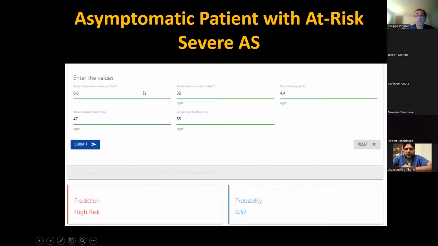So this is just a patient that we saw last week, asymptomatic, exercise testing, good exercise capacity, no issue. And so valve area is 0.8, stroke volume index is 32, peak jet velocity is 4.4, and there is a mean gradient of 47, LV ejection fraction 55. We just submit the results, and the patient falls into the high risk group, which means that this patient, although he is asymptomatic, could benefit from an earlier intervention. Of course, this needs to be validated.